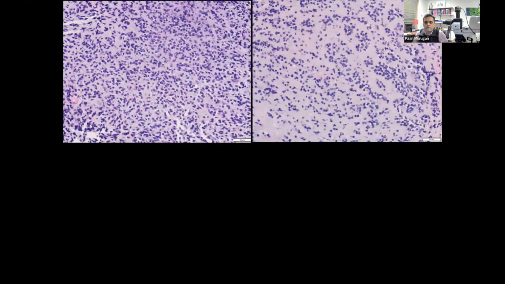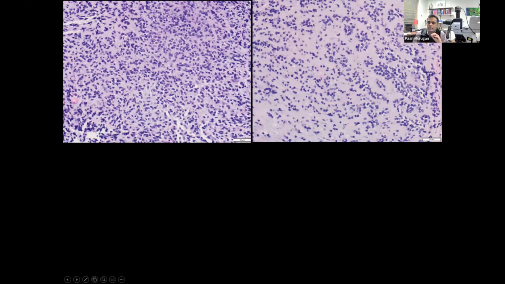So if we look at more higher power pictures, we can see the architectural pattern of growth. Here is a fairly non-specific architecture, essentially a sheet of these round cells embedded in this myxoid stroma. However, in other regions, you can see there is some pattern starting to appear.